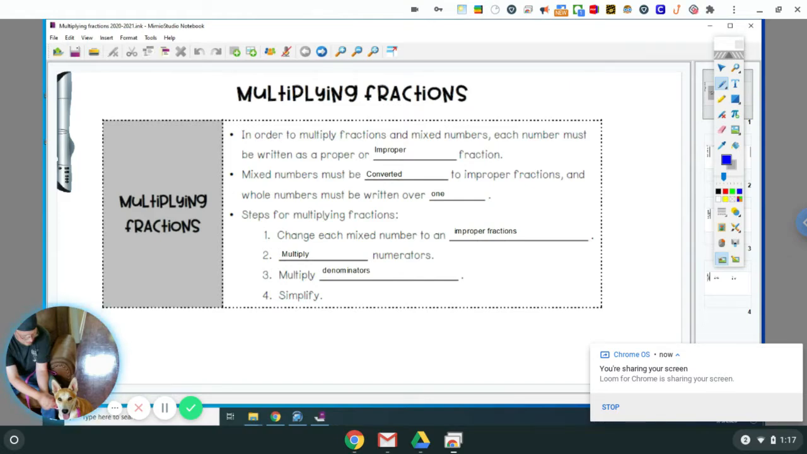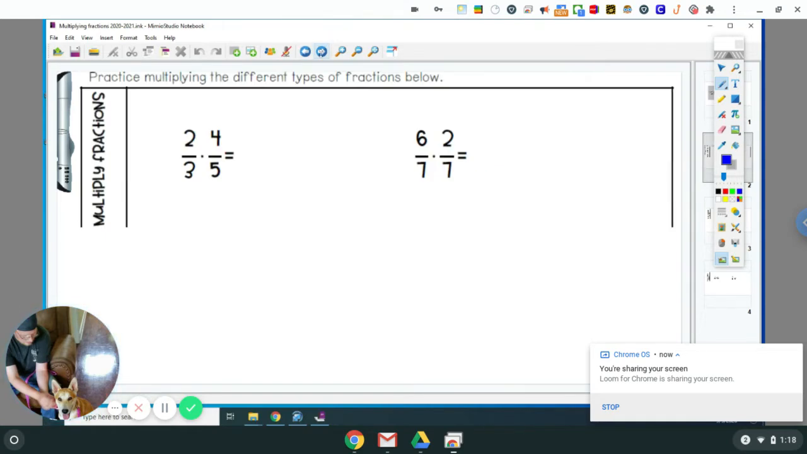So, steps for multiplying fractions. Change each mixed number to an improper fraction, multiply the numerators, multiply the denominators, and then simplify. And I'll also show you how to simplify before you multiply. But first, let's just practice multiplying fractions.